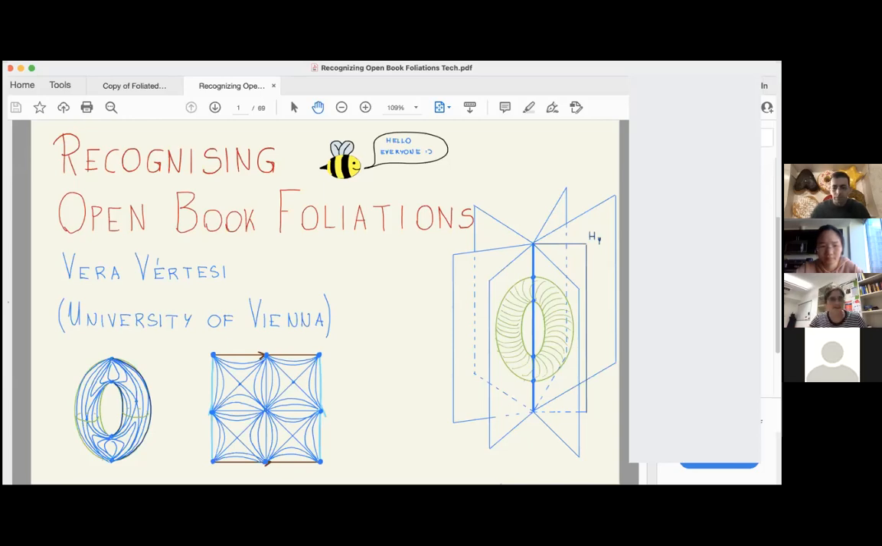So you have R3 with cylindrical coordinates, and you're taking all the half planes in it with a given angle. So these are these H_t here.